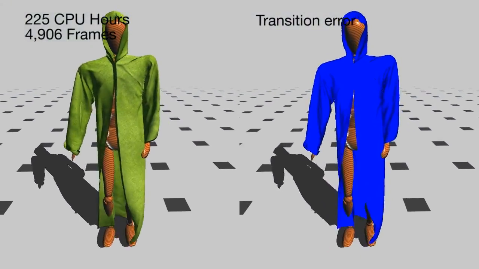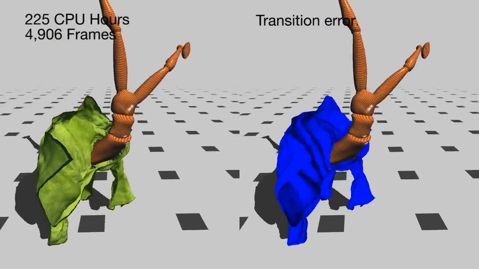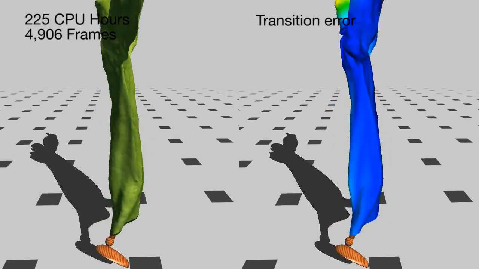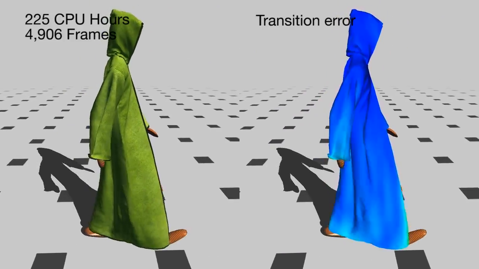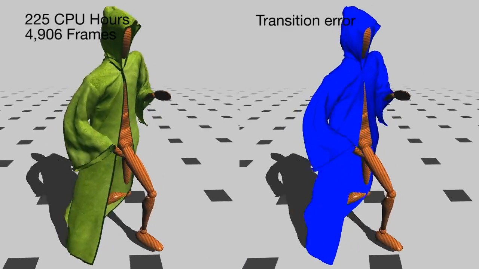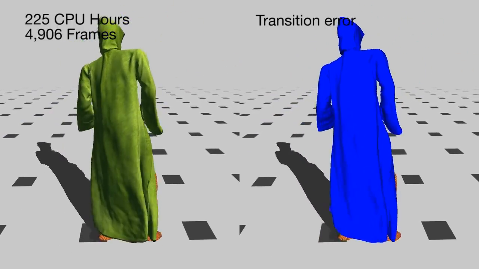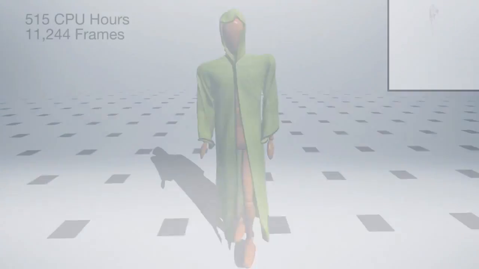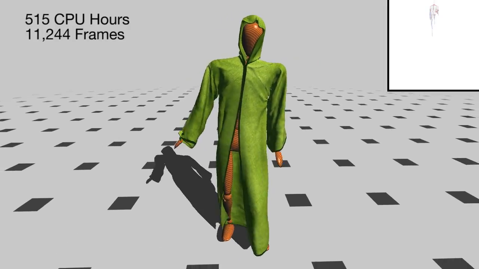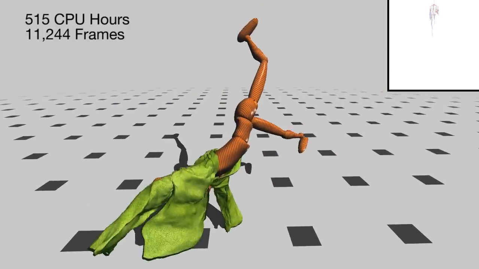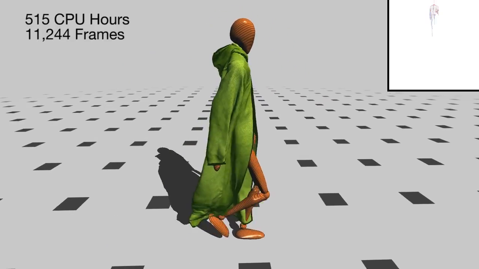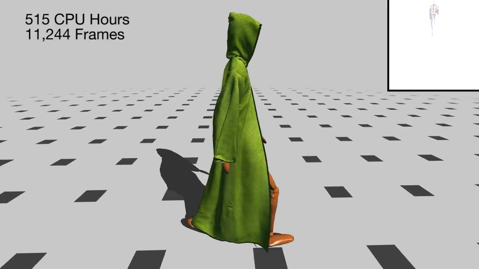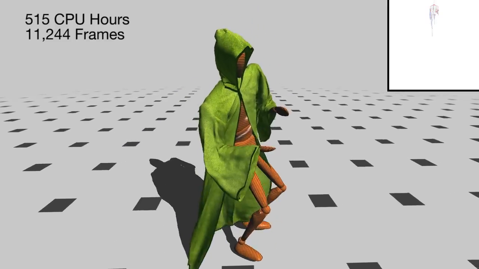Here we show error visualization on the right for this motion. Viewing the same motion sequence after simulating 11,000 frames, we still see the hood artifact. This is because continual exploration uncovered this new hood behavior, but not its aftermath.